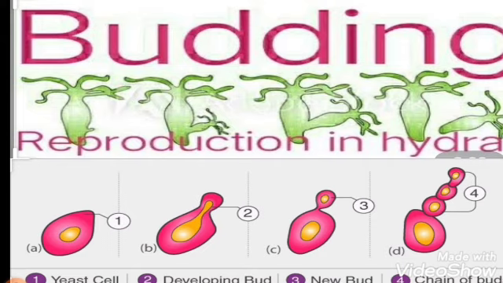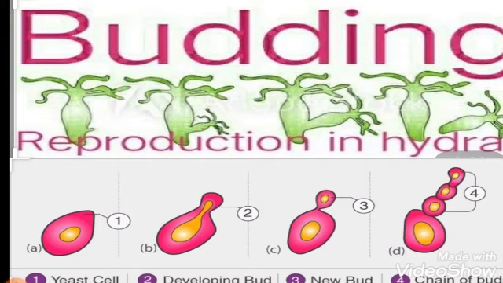Next is budding, which is commonly seen in yeast, which is a fungus, and hydra. In this process, a small bulb-like outgrowth called a bud appears on the body of an organism and later detaches, means separates from the parent plant.